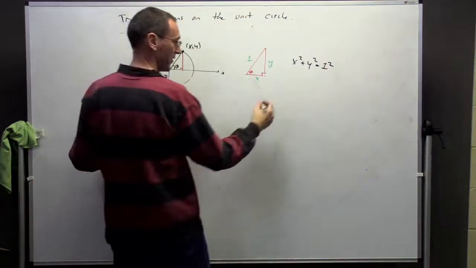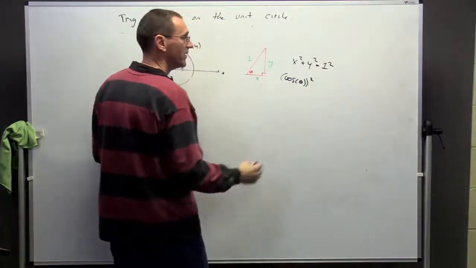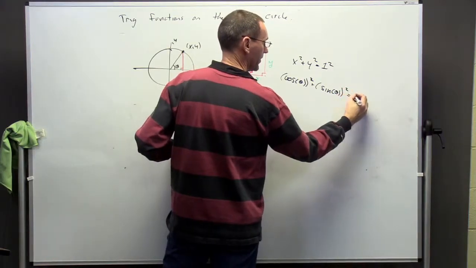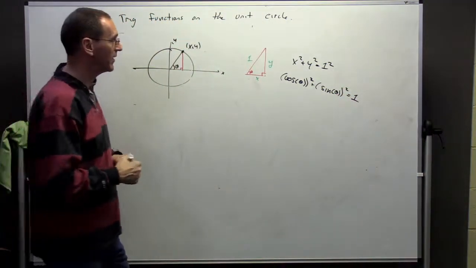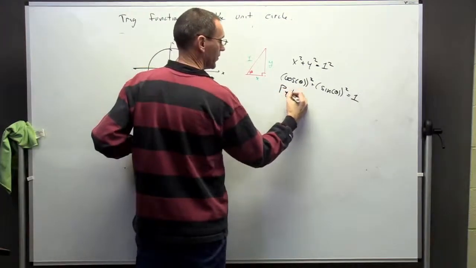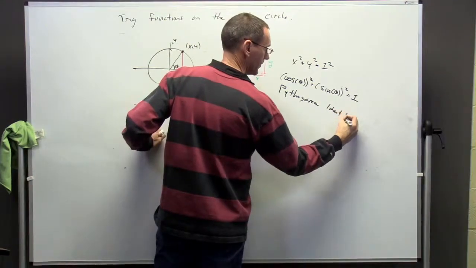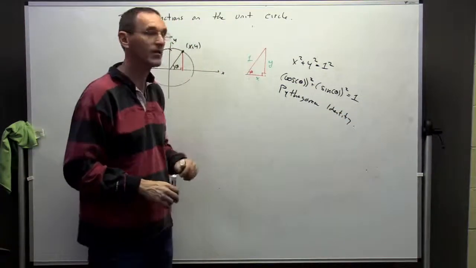But from my definition, x is the cosine of theta, y is the sine of theta, and 1 squared just equals 1. Right? This is oftentimes referred to as the Pythagorean identity, because it comes straight from the Pythagorean theorem.